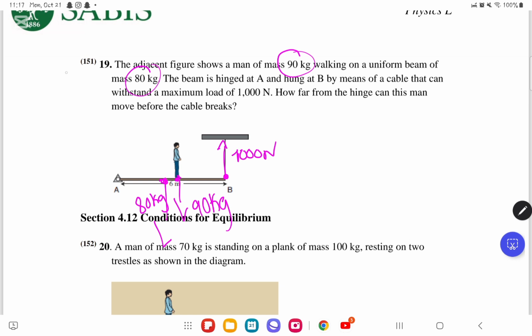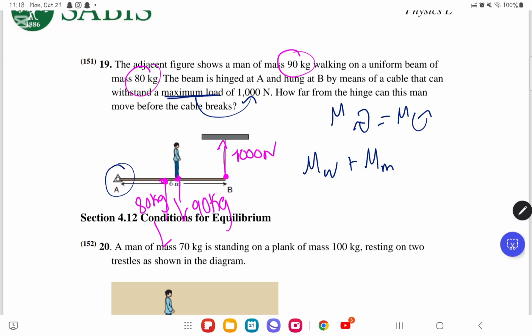Very nice question. What we have to know is that for the maximum load, or the minimum for it to tilt or topple, we use this equation. Moment clockwise is equal to moment counterclockwise. And now we're going to be talking about the moment from A. So the moment that is clockwise from A is the moment of the weight of the 80 kg beam, plus the moment of the weight of the man. It has to be equal to the moment of the tension.